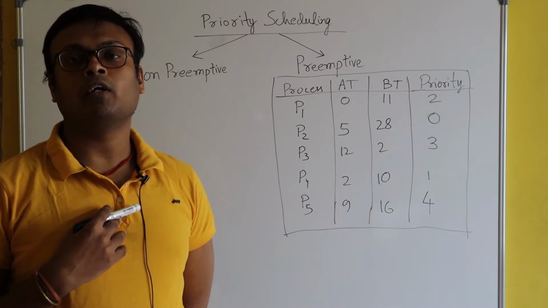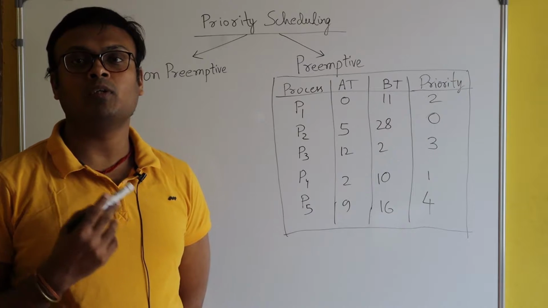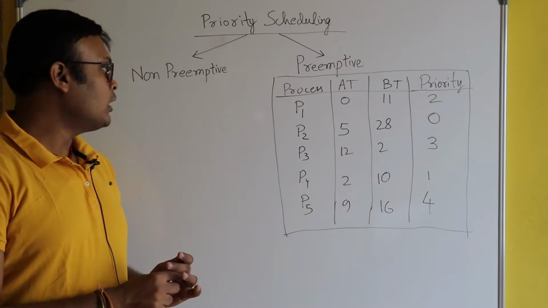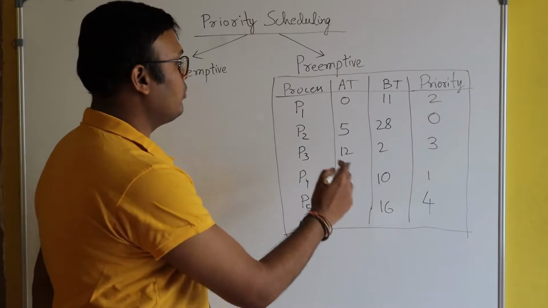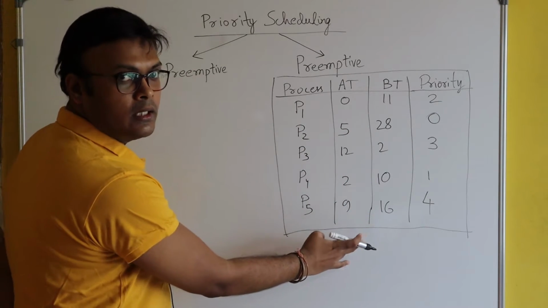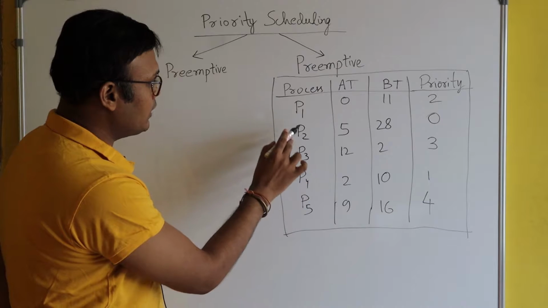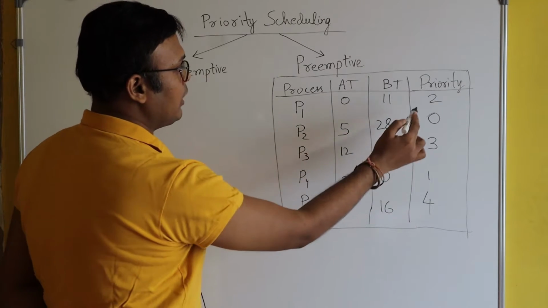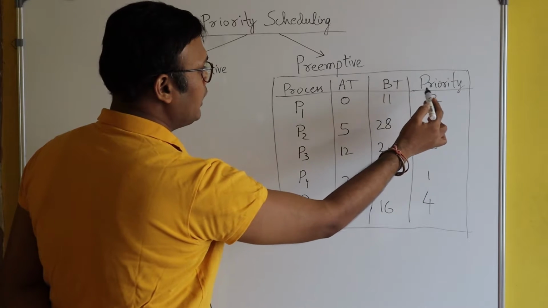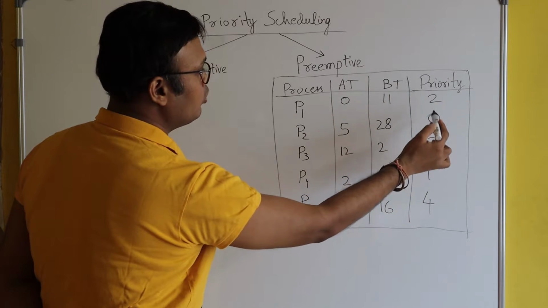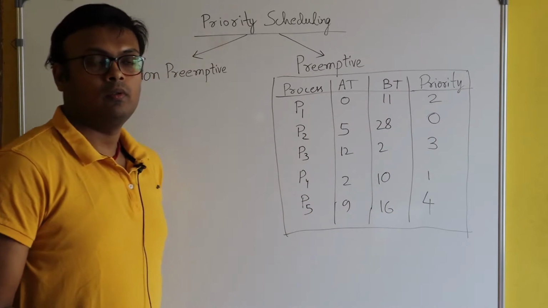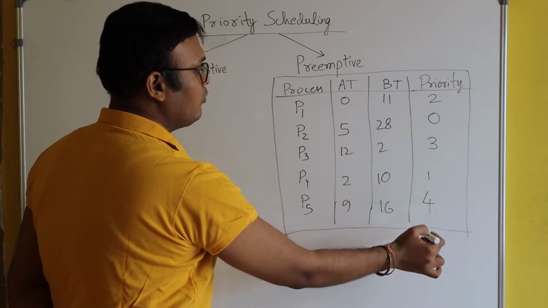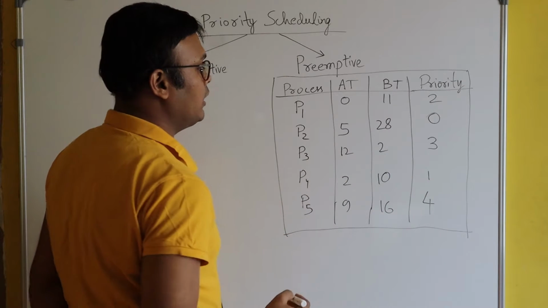And how will you come to know which process has the higher priority? Within the question they will give you a priority number. You see in this table the processes are given: P1, P2, P3, P4, arrival time, burst time, and correspondingly priority numbers are also given: 2, 0, 3, 1, 4. So with the help of this priority number, you can find out which process has higher priority.